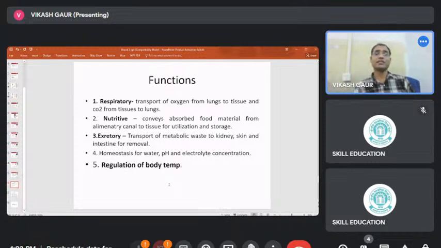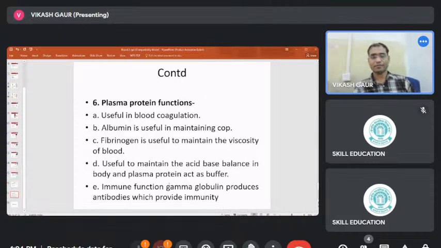Third one, excretory. Transport of metabolic waste to kidney, skin, and intestine for the removal of excreted products. And homeostasis, what is homeostasis? It is a control mechanism for water, pH, and electrolyte concentration. Blood can manage everything in case of water deficiency or increase, pH increase or decrease, electrolyte concentration increase or decrease. So homeostasis can be managed in both conditions. And blood can manage body temperature also. These are the functions of human blood.